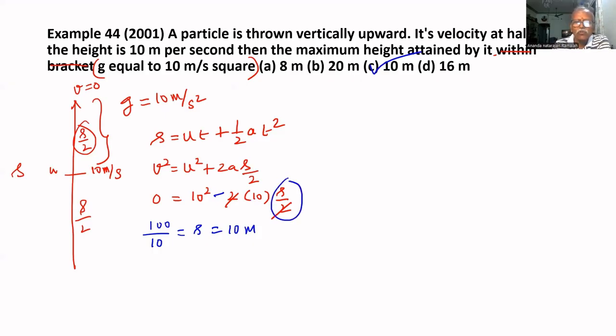Why we put s by 2? Because at half of the distance, we know the velocity. So we are considering this part only. That's why instead of s, we are putting s by 2. Therefore, yes, we got 10 meters.